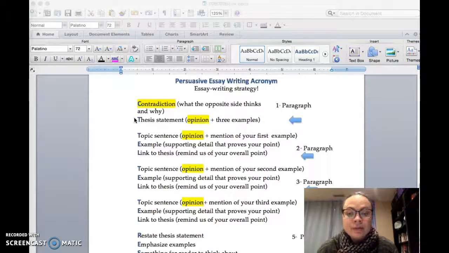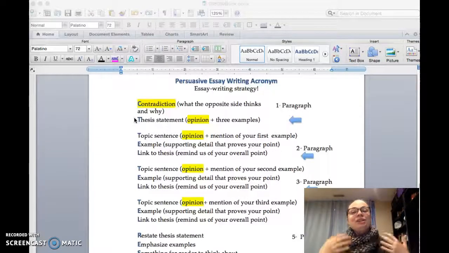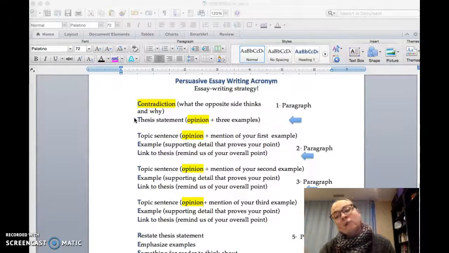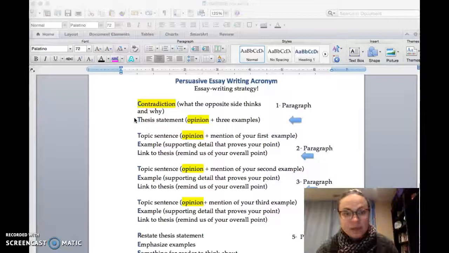That might work for some, but if you say, hey, I know you have to study, and I know you're really stressed about school, but I think coming to this party might help to relieve your stress. That means that you really showed your audience that you understood what their perspective was before trying to convince them of your perspective. So that's what the contradiction is. So you're thinking, okay, well, how does that apply to my essay about the educational system? I'm going to tell you. So here we have contradiction, what the opposite side thinks and why.